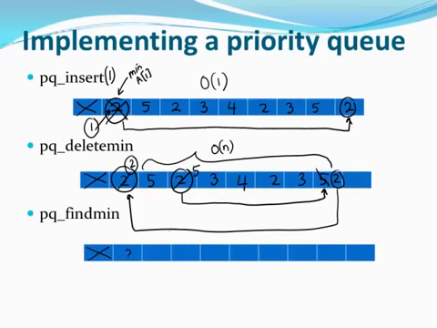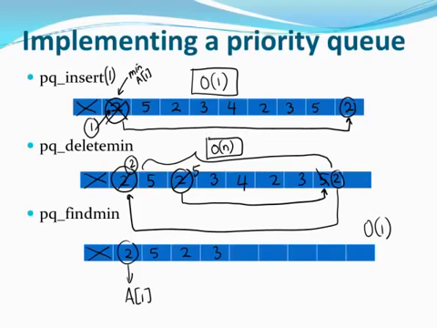Now find minimum is a big O of 1 operation, so you can easily find the minimum by just returning A[1]. So find min can be done in big O of 1. So it seems like a simple array where you maintain the invariant that the minimum is at the front. Seems like a decent one, except for the fact that delete min would cost you big O of n.